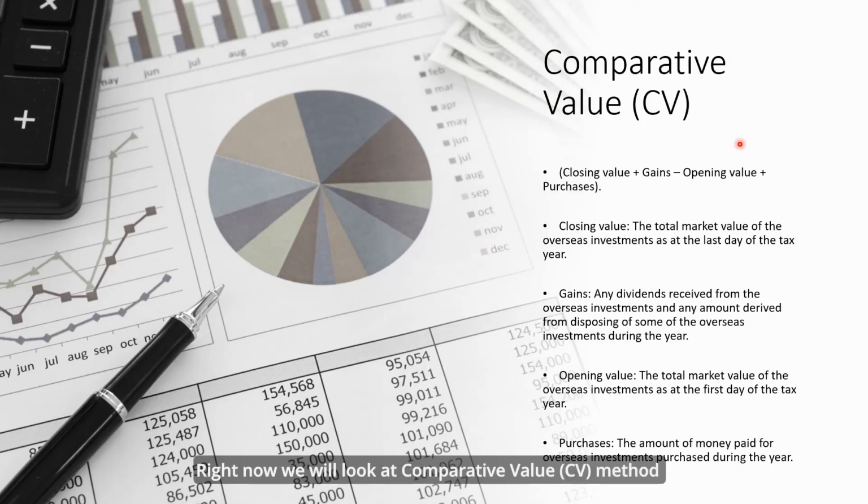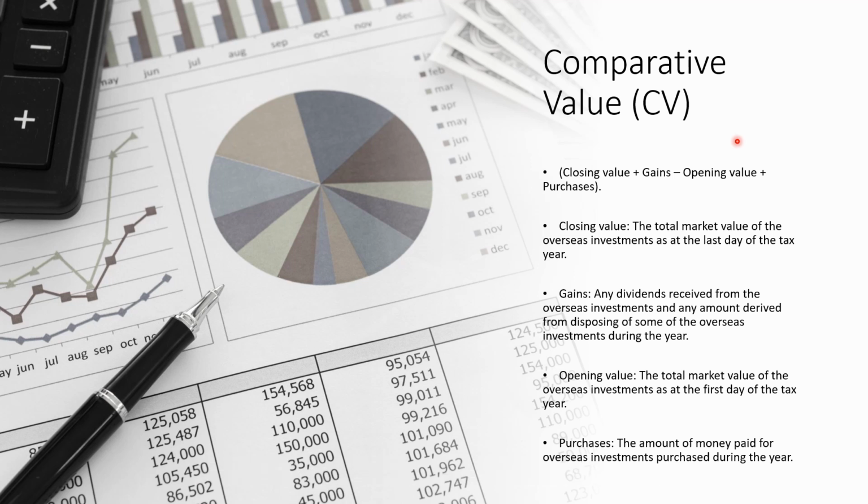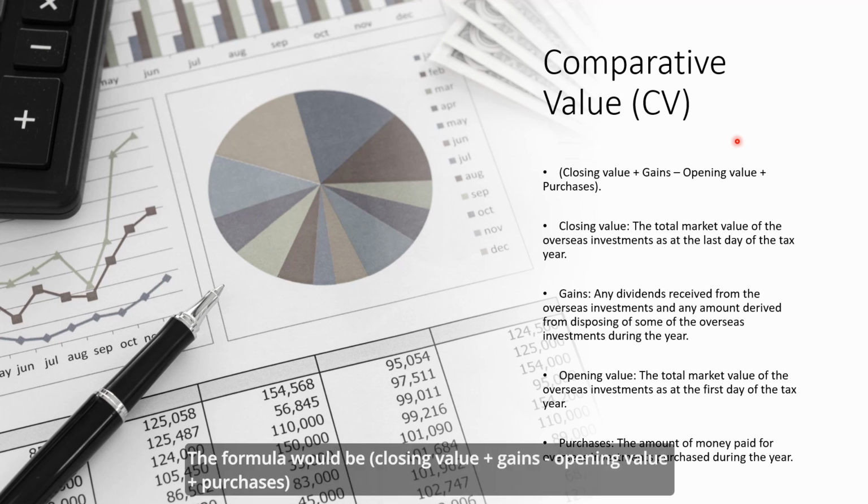So right now, we'll look at the comparative value, the CV method. The formula will be the closing value plus gain minus opening value plus the purchase. It might seem very complicated, but trust me, after you look at the example that I show you, it will be easier than you thought.